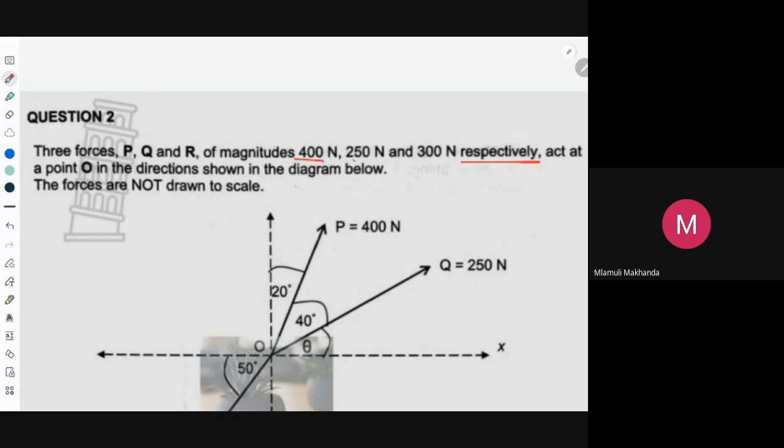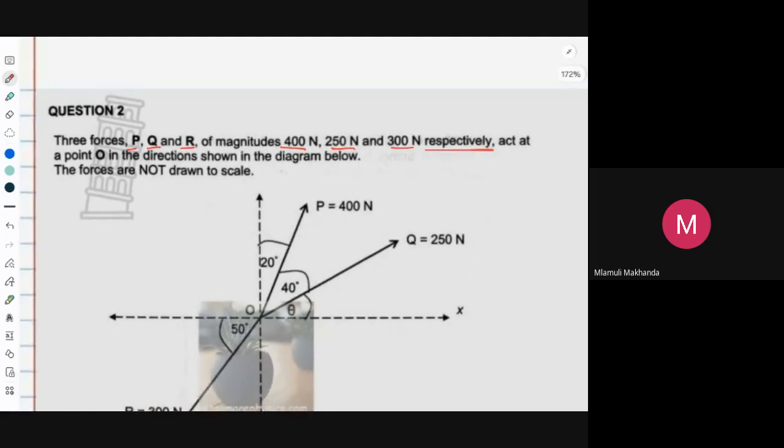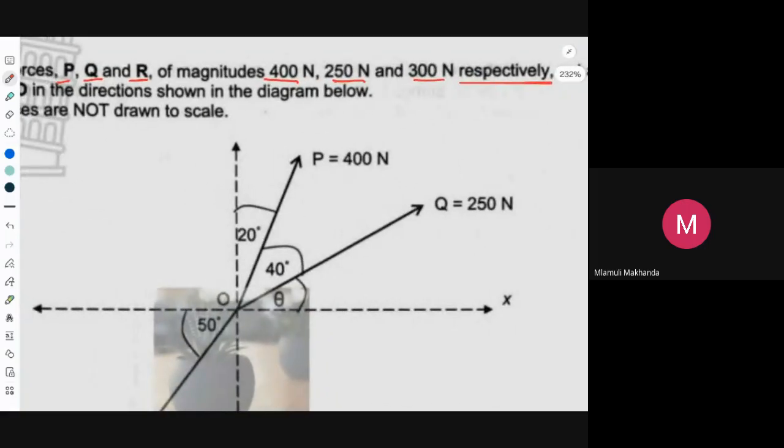this order in which they mention these forces is the same order in which they mentioned these vectors P, Q, and R. So if someone says you and your friend went to a shop and one bought snacks and the other bought, I don't know, whatever else, respectively, it just means in that order. Okay. So, yeah, I think you guys should know that.